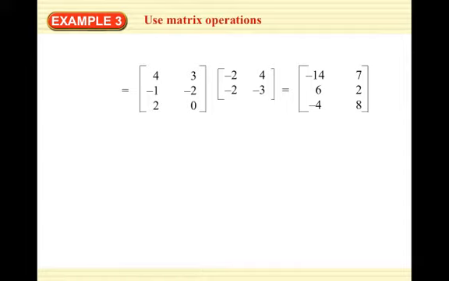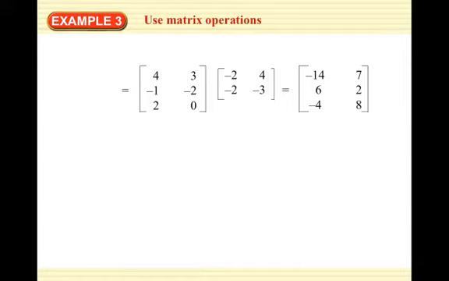Now we're ready to move to the second row. Negative 1 times negative 2 is 2. Negative 2 times negative 2 is positive 4. 2 plus 4 is 6. Second row times second column, we have negative 1 times 4, which is negative 4, and then plus negative 2 times negative 3 is 6. Negative 4 plus 6 is 2.